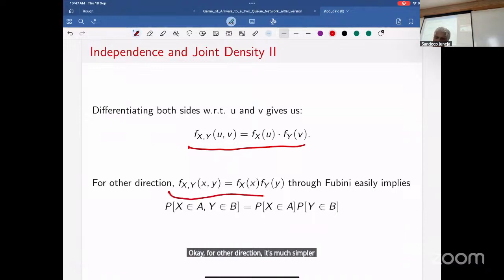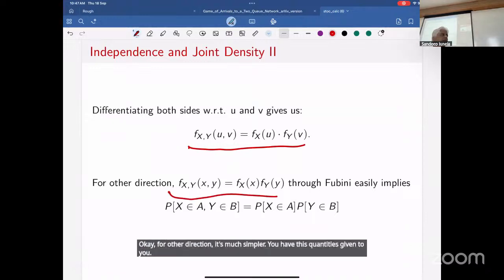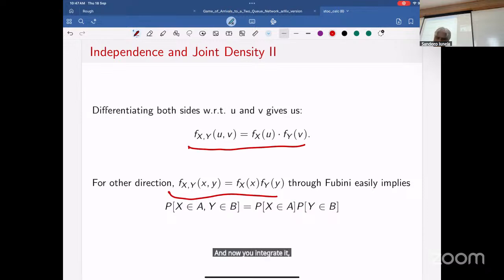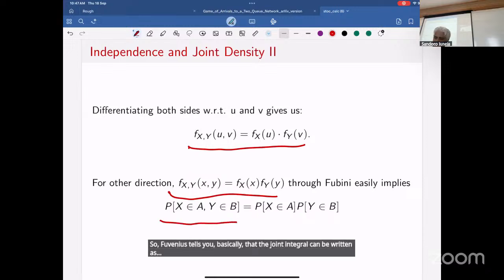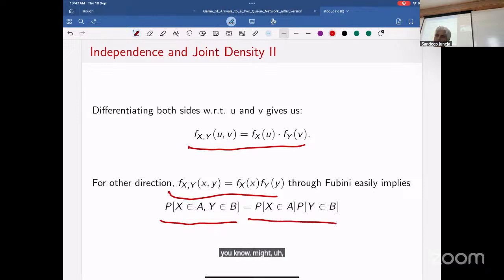You have this quantity given to you, and now you integrate it, right? And apply Fubini's. So Fubini's tells you basically that the joint integral can be written as marginal integrals. You can iteratively solve the marginal integrals, and you get this term here.